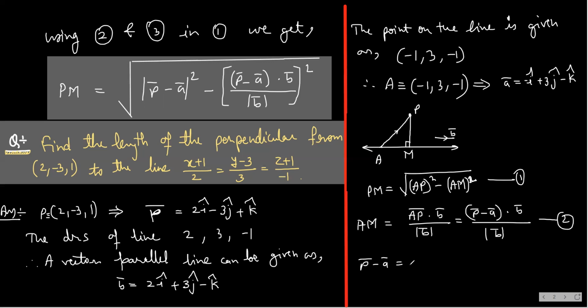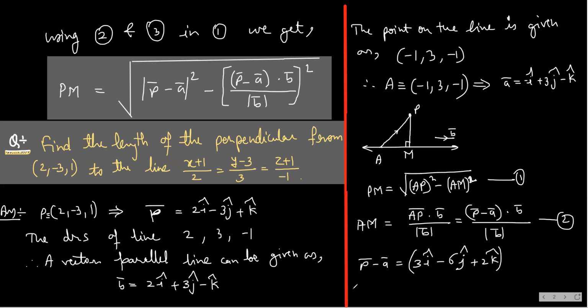So this minus this. So this is 3i cap, 2i cap minus of minus i, okay, minus 6j cap, plus 2k cap. This is AP bar. I'll have to get this dot B bar upon mod of B bar. So let's go for it.